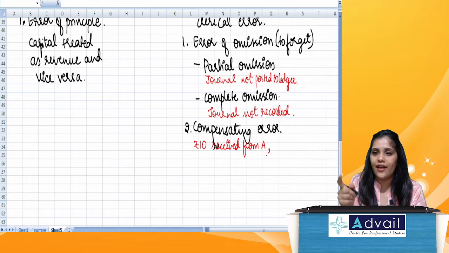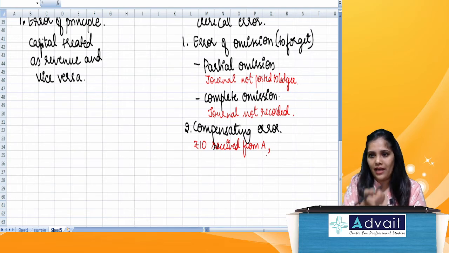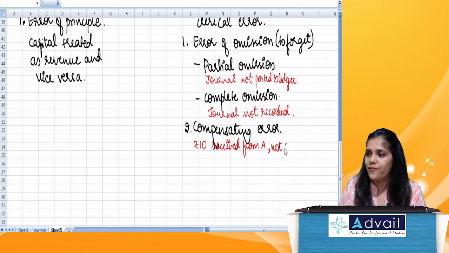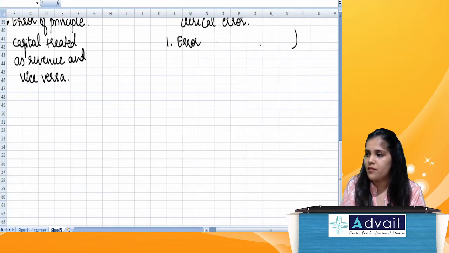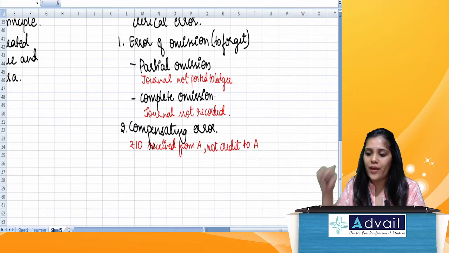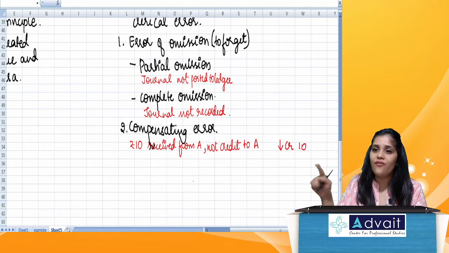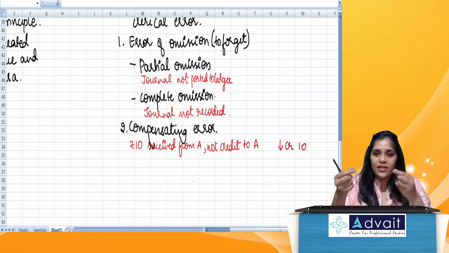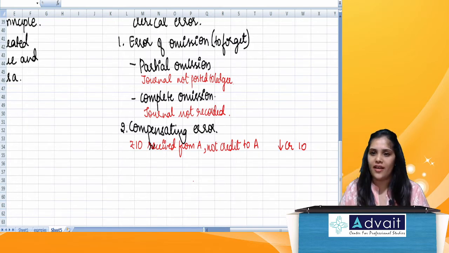Now, when you received rupees 10 from Mr. A, can I say you should have debited bank account and credited A account? Because bank will increase, so bank should have been debited and A account credited. So, because of this, can I say your total credit will decrease by rupees 10? Okay, so this is one error that you made. What is the error? When you received 10 rupees from A, you debited bank account, very good, but you forgot to credit A account. So because of this, your total books, credit is decreasing by 10.